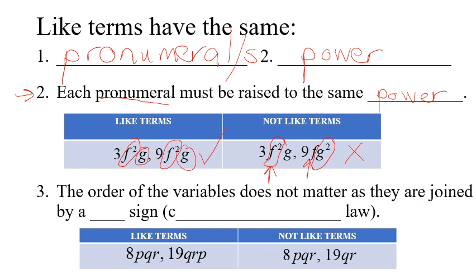The order of the variables doesn't matter. That also showed up in the last slide. For example, if we have PQR, you can also have QRP because we've got the same pronumerals. So we've got a P and a P, a Q and a Q, and then an R and an R. Because we know that in algebra, when you've got variables or pronumerals joined together and there's no sign joining them, then there's a multiplication sign.